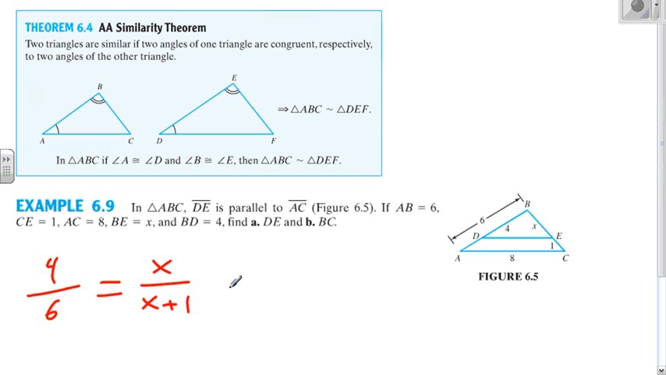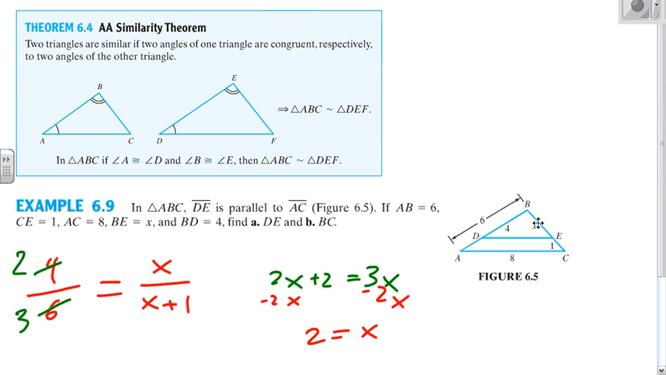Then cross multiply. If you want, you can reduce this first: 2 and 3. So we get 2x plus 2 equals 3x. Subtract 2x, we get x equals 2. So this side length is 2. It didn't ask for BE, it asked for the entire length BC, which would be 2 plus 1. So BC is 3.